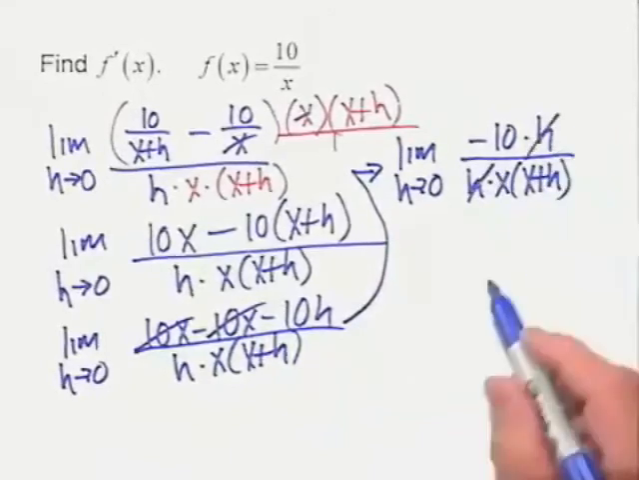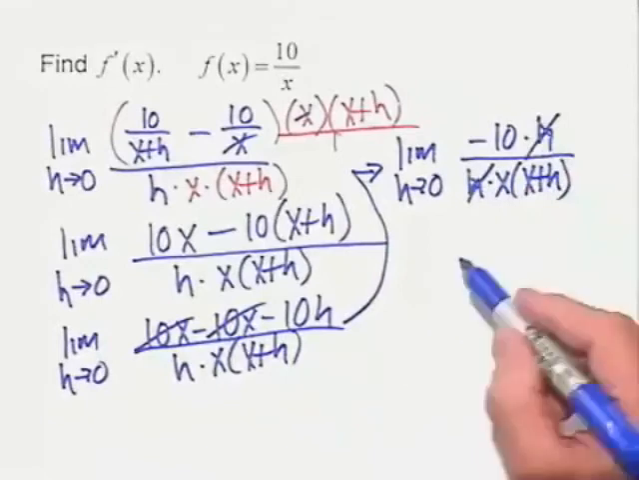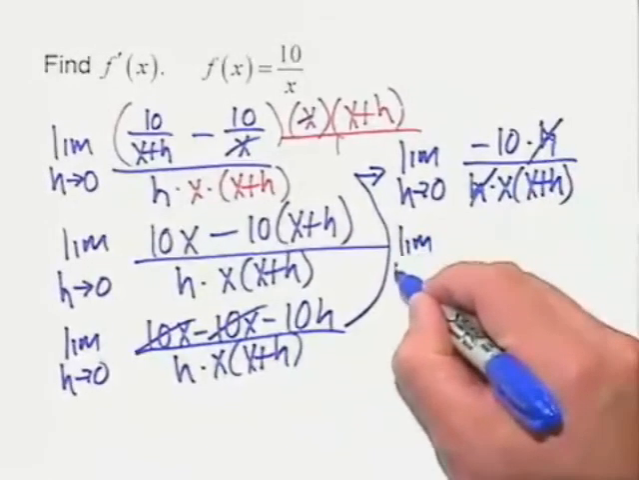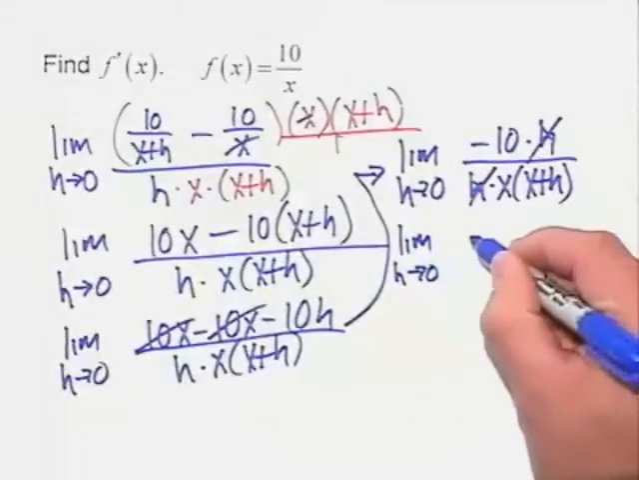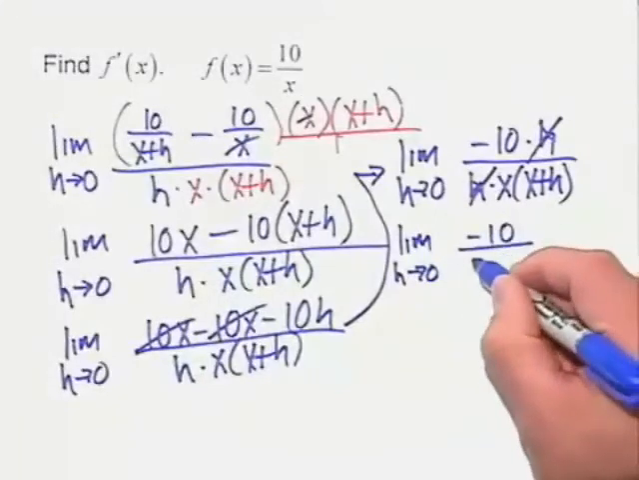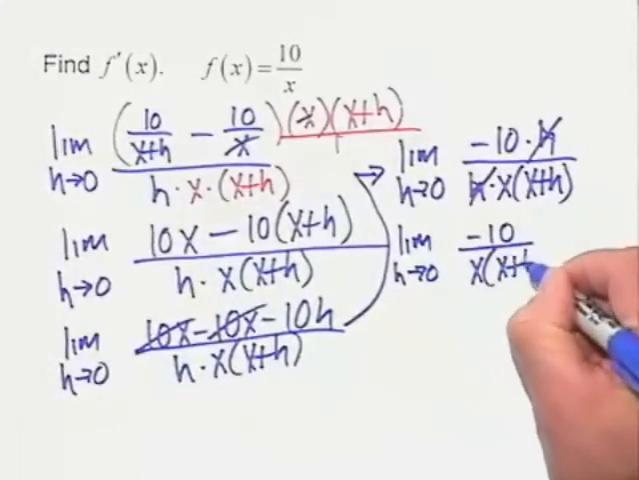All right? Keep with me here. We're almost through here. The h's cancel out. We get the limit as h approaches 0 of a negative 10 all over x times x plus h.